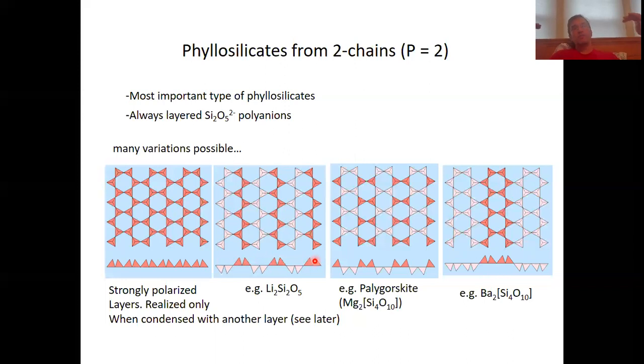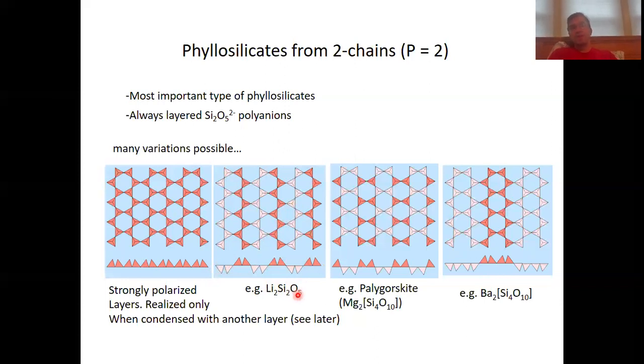So now you do not have these strongly polarized layers anymore. Rather than that, 50% of the negative charges are lying below that line here, while 50% of the charges here are lying above this line, or that surface. So for that reason, these kinds of layers are much more common. An example is lithium 2 Si2O5.